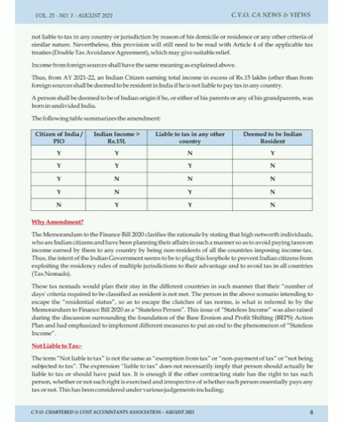Why the amendment? The Memorandum to the Finance Bill 2020 clarifies the rationale by stating that high net worth individuals, who are Indian citizens, have been planning their affairs in such a manner as to avoid paying taxes on income earned by them to any country by being non-residents of all the countries imposing income tax. Thus, the intent of the Indian government seems to be to plug this loophole to prevent Indian citizens from exploiting the residency rules of multiple jurisdictions to their advantage and to avoid tax in all countries: tax nomads.